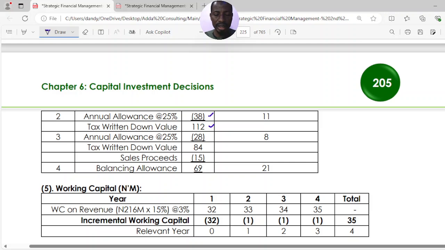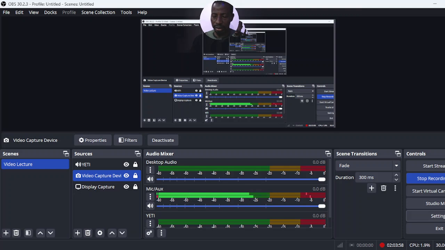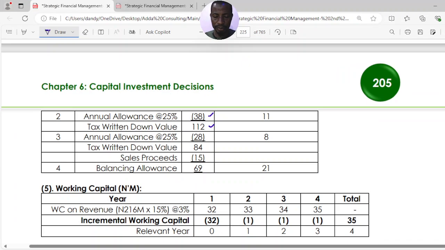We then move to year 3. 25% of 112. 0.25 multiplied by 112 equal, that's 28. All right, that's 28. 112 minus 28 will give us 84. All right, then of course the final year is year 4. So the tax written down value of 84 minus sales proceed of 15.